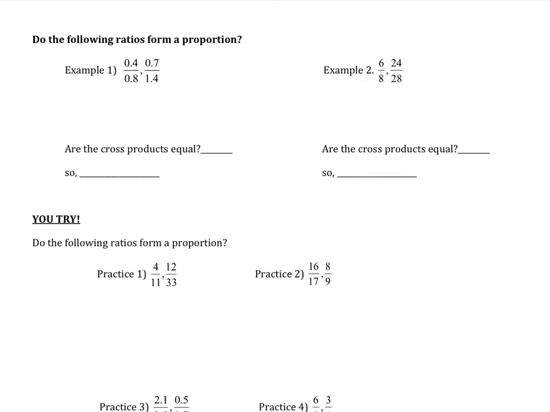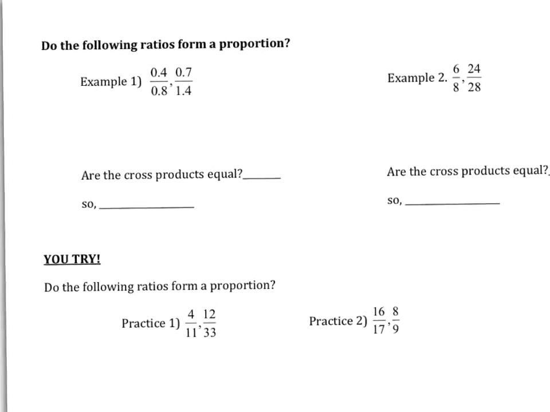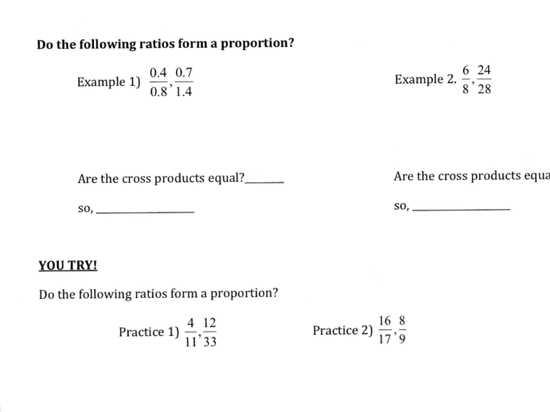All right, so we have example 1, and I'm going to zoom in. We have our two ratios. One ratio is 0.4 over 0.8. Our other ratio is 0.7 over 1.4. To figure out if these two ratios are proportional, I'm going to write our steps. First, we're going to set them equal to each other, because we have to set up a problem that we can use cross multiplication on. Second, we're going to cross multiply.